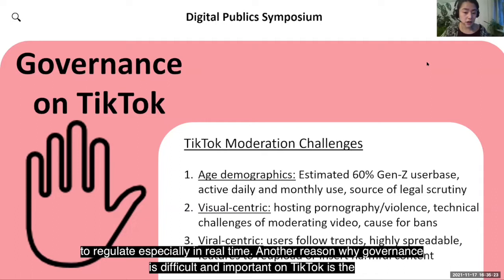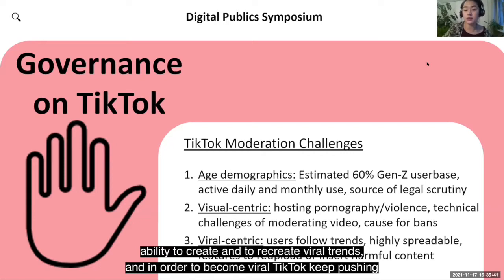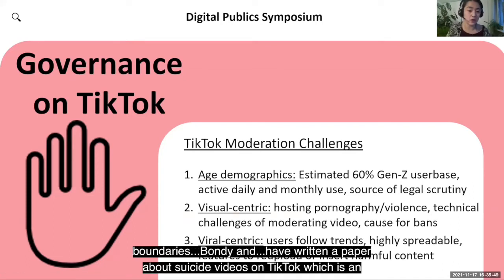And another reason why content governance is particularly difficult and also important on TikTok is the platform's logic or platform culture, which celebrates virality. To achieve visibility or influence on TikTok relies heavily on one's ability to create and to recreate viral trends. And in order to become viral, TikTokers keep pushing boundaries for the sake of gaining likes and views. Bondy and Ari actually have written a paper about suicide videos on TikTok, which is an example, even a very extreme example, of this kind of practice of pushing boundaries. And in my own earlier research about science-related videos on TikTok, I also wrote about harmful, dangerous viral trends on the platform that were based on pseudoscience or misinformation.